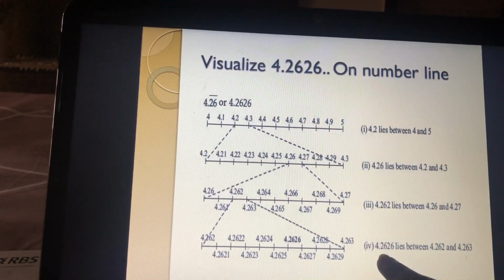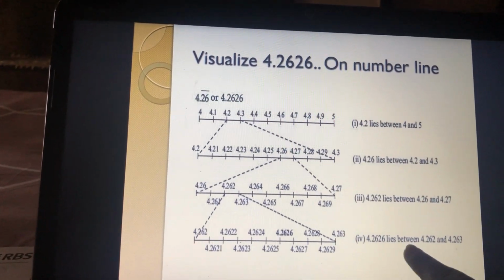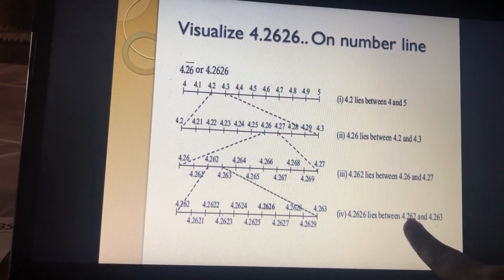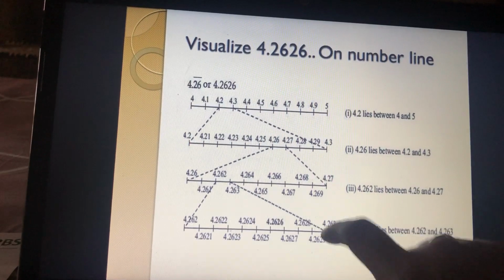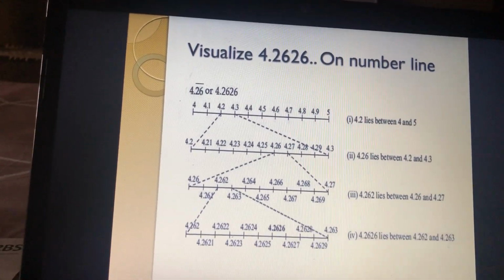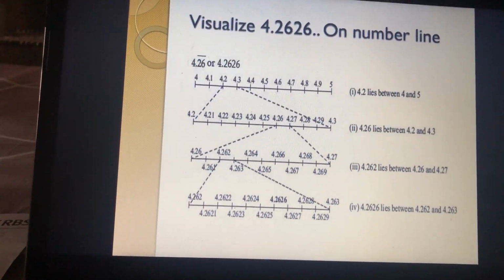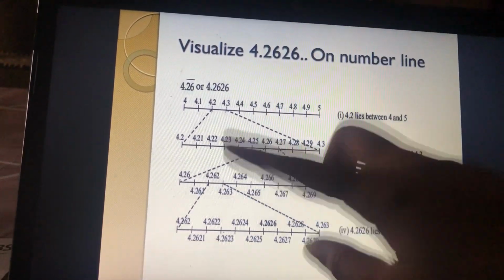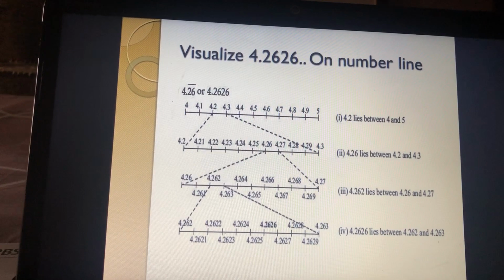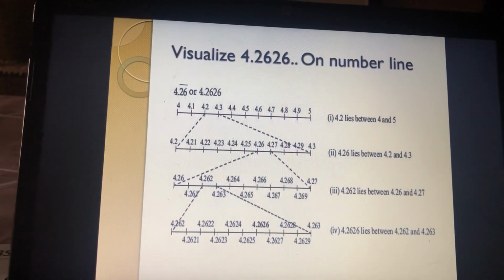Now 4.2626 lies between 4.262 and 4.263. 262 और 263 के बीच में आएगा. अगेन उसको एक्सपेंड किया, we get the answer 4.2626. This is how you can visualize and magnify the number on the number line. This is the third type of number line. So we had studied 3 types of number lines.